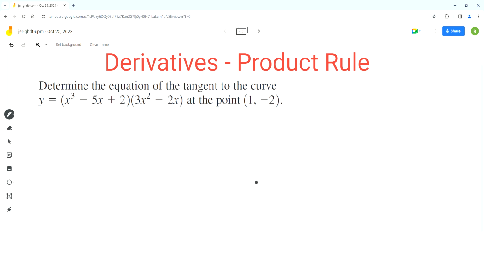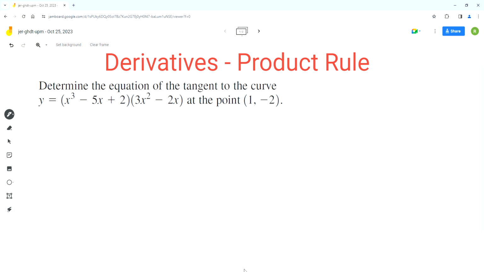So in this video, we'll solve this problem using the product rule of derivatives. As per the problem, determine the equation of the tangent to the curve y equals x cubed minus 5x plus 2 times 3x squared minus 2x at the point 1, negative 2.